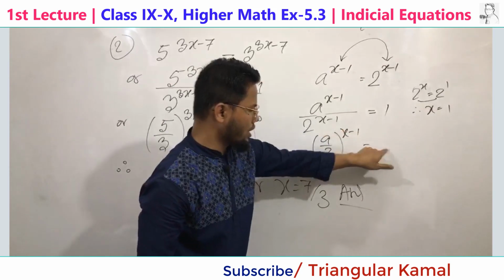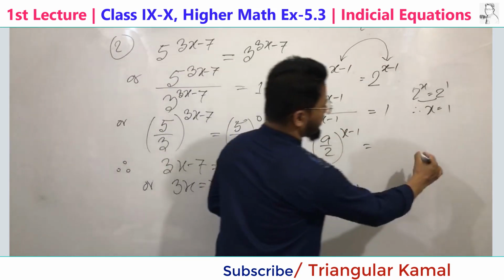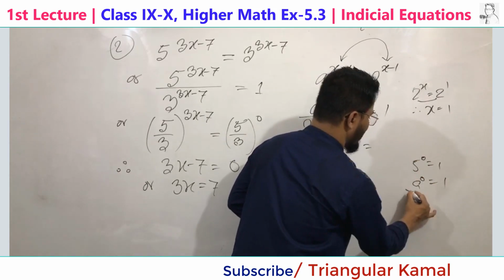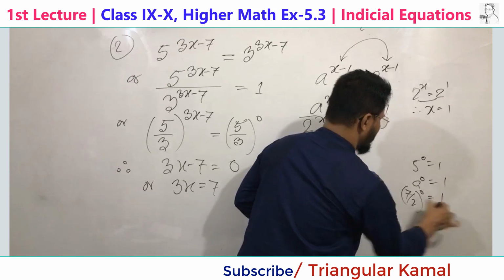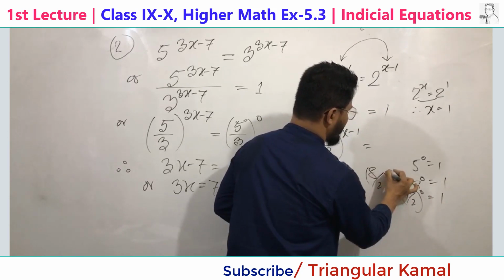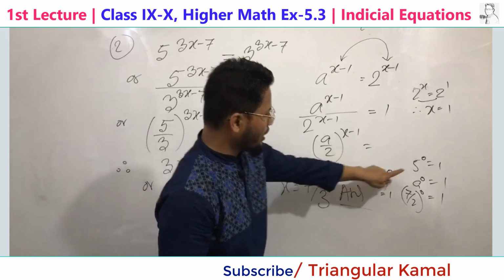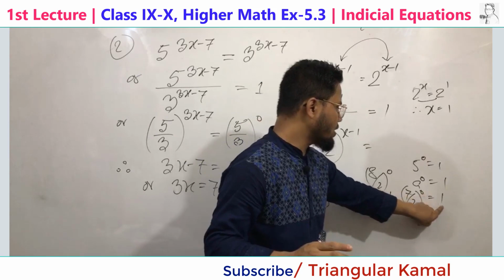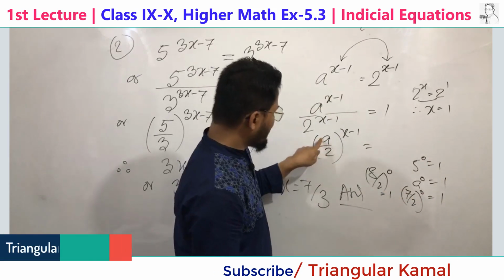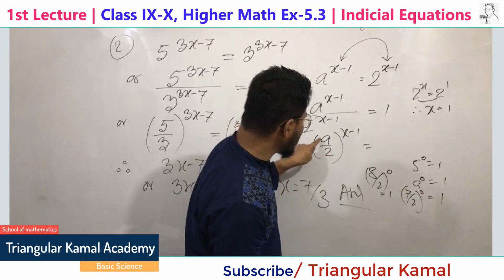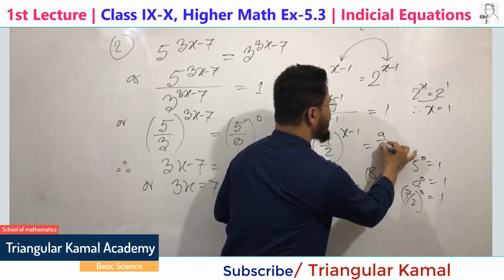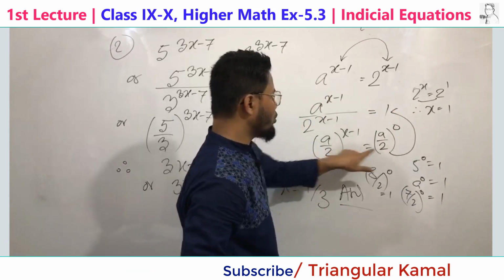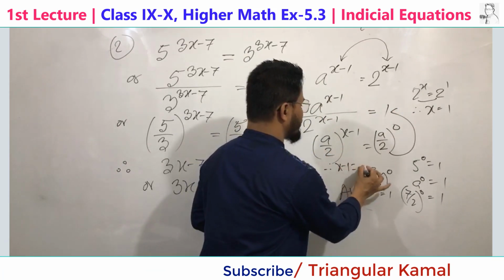But here it is 1, so as a result we can write 5 to the power 0 equals 1, a to the power 0 equals 1, 7 by 2 to the power 0 equals 1. So when the base is any positive number and the power is 0, then the result will be 1. So by making the similarity with the left side, we wrote here a by 2 equals 0, and this result is also 1. Now both bases are the same, we can write x minus 1 equals 0.